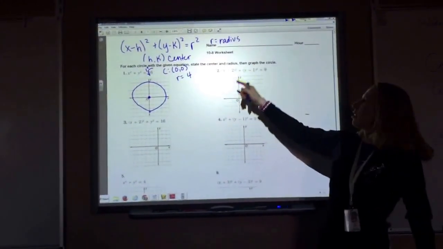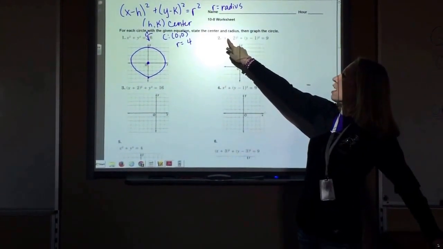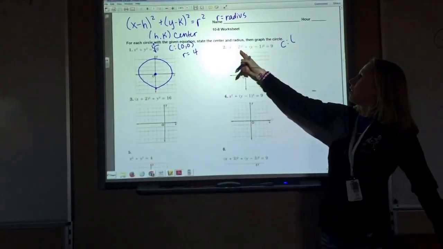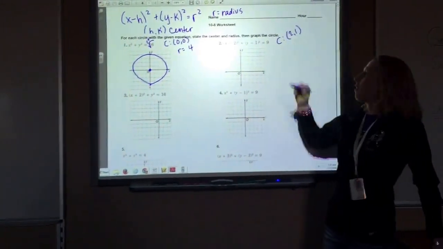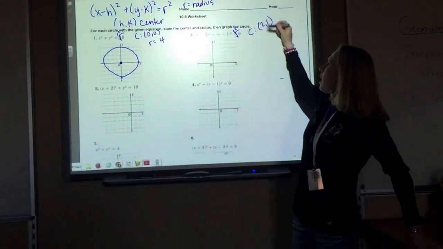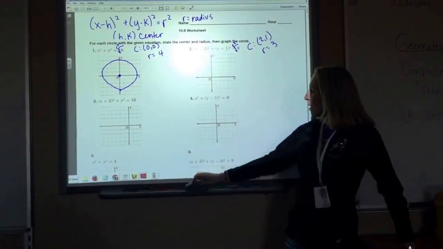Remember I told you guys earlier that it always looks backwards in the equation. So if it says x minus 2 and y minus 1, the center is really positive 2 and positive 1. The radius, this is the radius squared, so if you square root that, the radius would be 3. So I'm going to graph that.